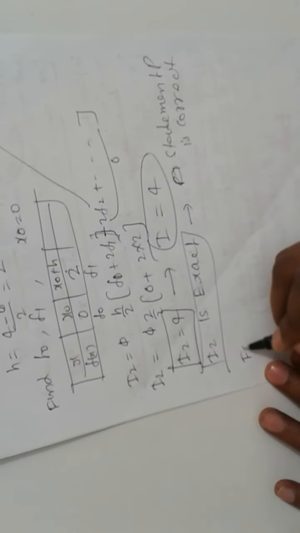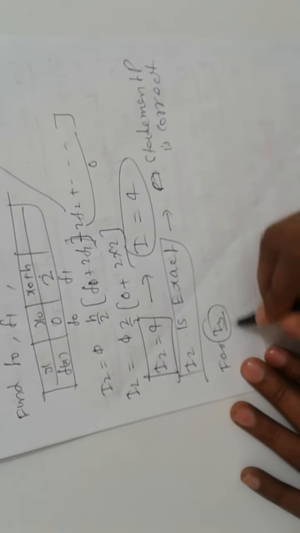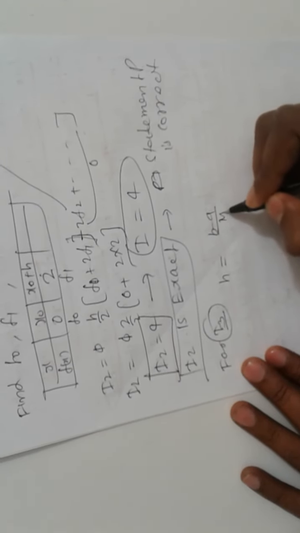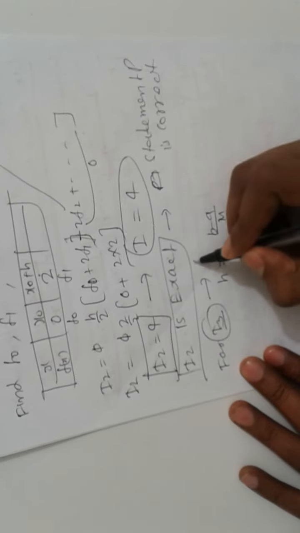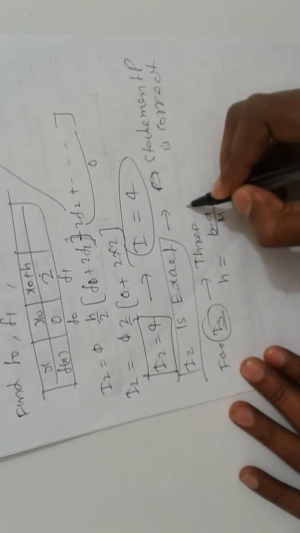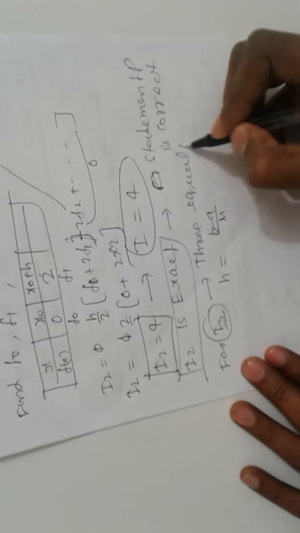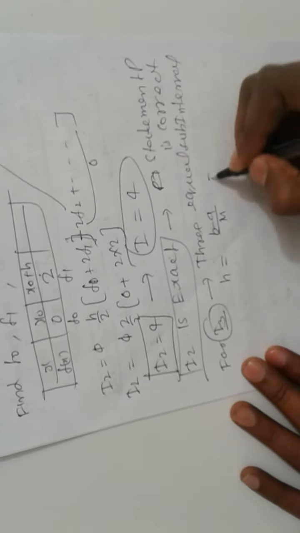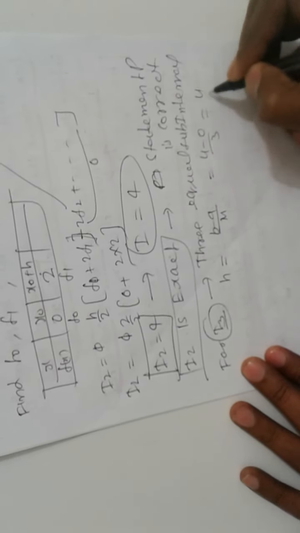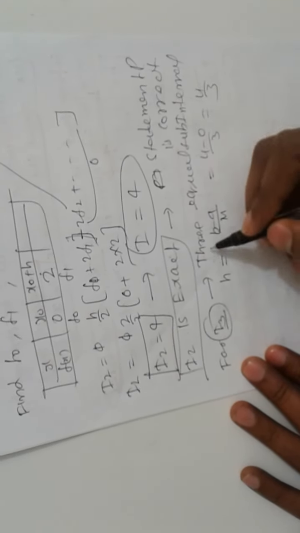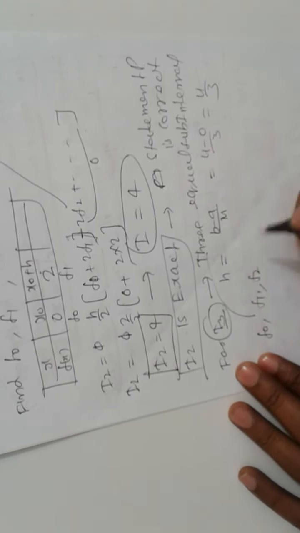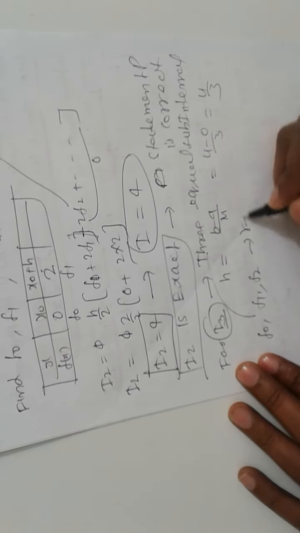Next, for I3, find out. For I3, first you can find out the h. So b minus a upon m, and I3 means 3 equal sub intervals. So this is 4 minus 0 upon 3, that is 4 by 3. So what is required? For 3 sub intervals, f0, f1 and f of 2 are required.